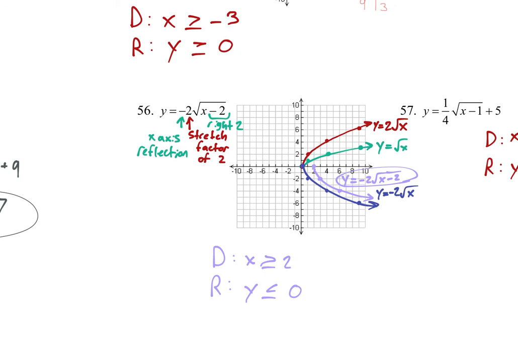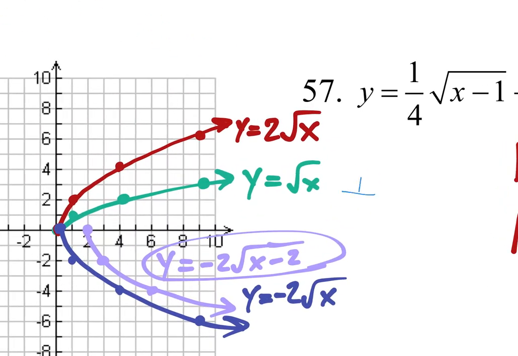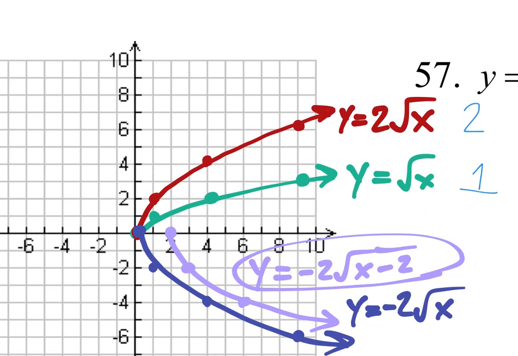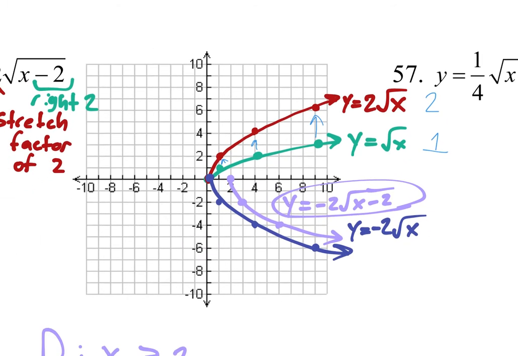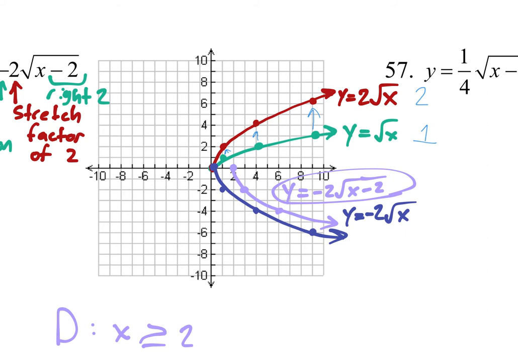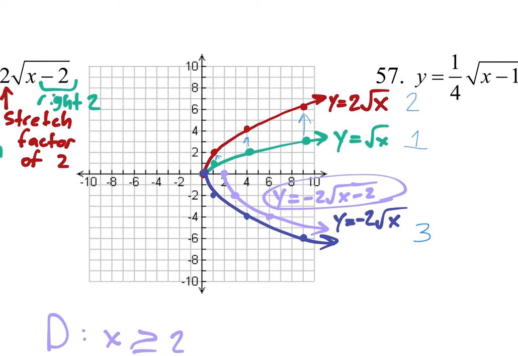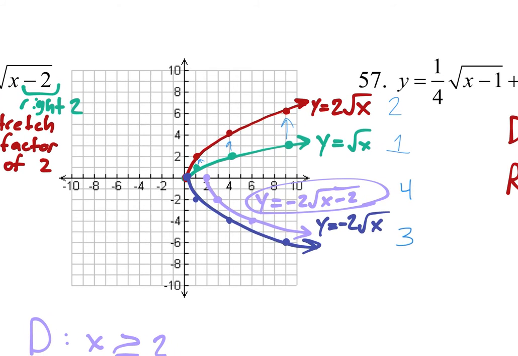For 56 here, what we have to do first is, here's the parent function. So that's step 1. Step 2 is you just double all the y values. I went from 3 to 6, from 2 to 4, from 1 to 2. Then step 3 is we can apply the negative sign. So that just reflects it over the y-axis. And then the final step, step 4, is that's when we would move it to the right 2.